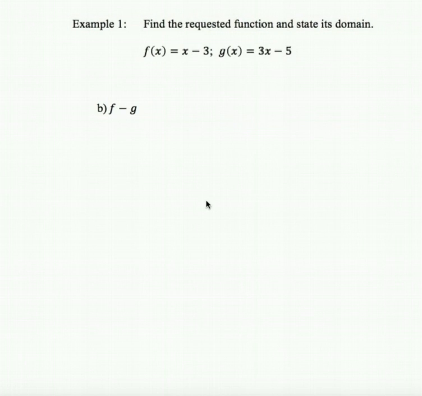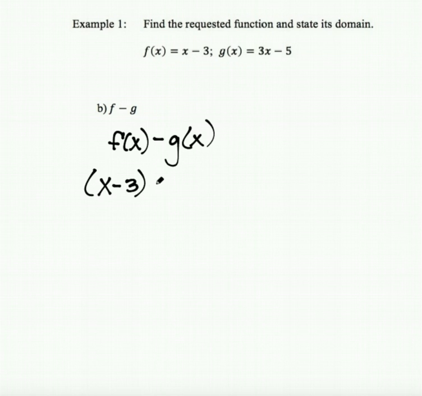For part B, we're going to subtract function f and function g. So f minus g, and again, I like to write it as f of x minus g of x. My f of x function is x minus 3 minus my g of x function, 3x minus 5. So slightly different than adding them. We have this minus out here. This minus needs to be distributed to both terms.